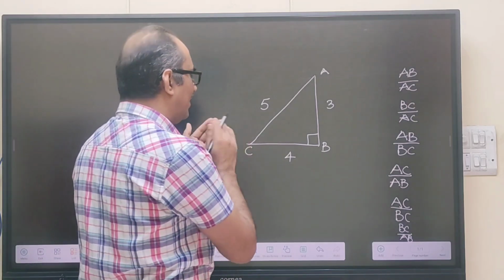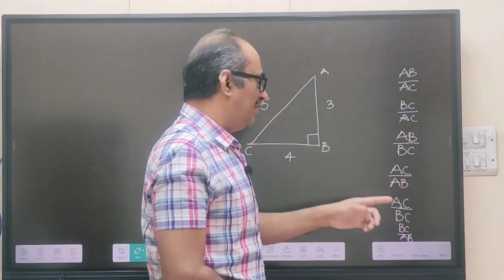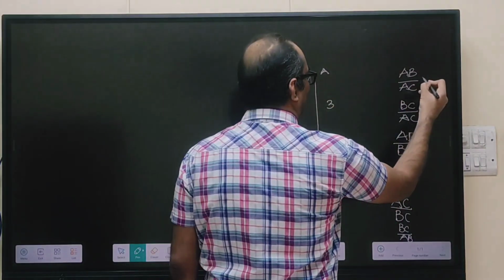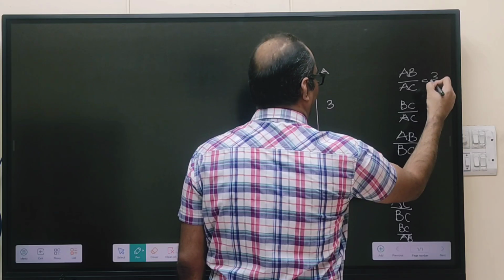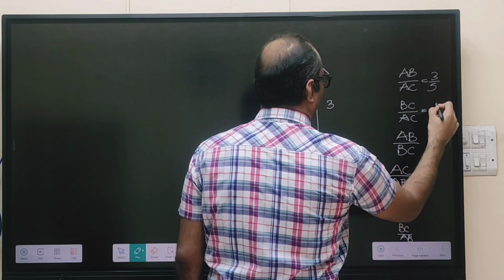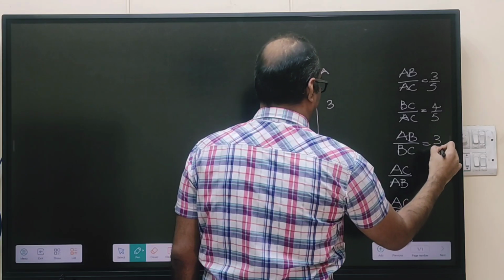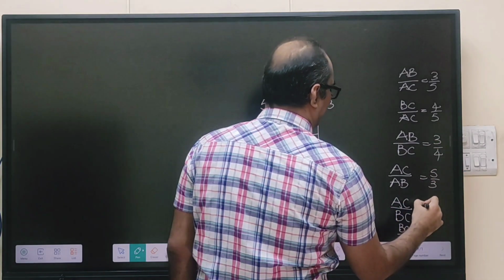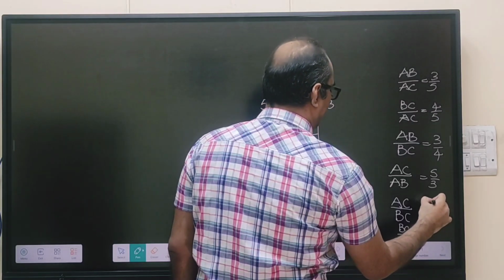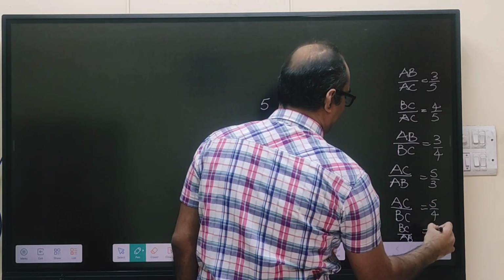Now suppose they have given us a triangle, and we want to find these values. In this scenario, what will they be? AB by AC will be 3 by 5, 4 by 5, this will be 3 by 4, this will be 5 by 3, this will be 5 by 4, and this will be 4 by 3.